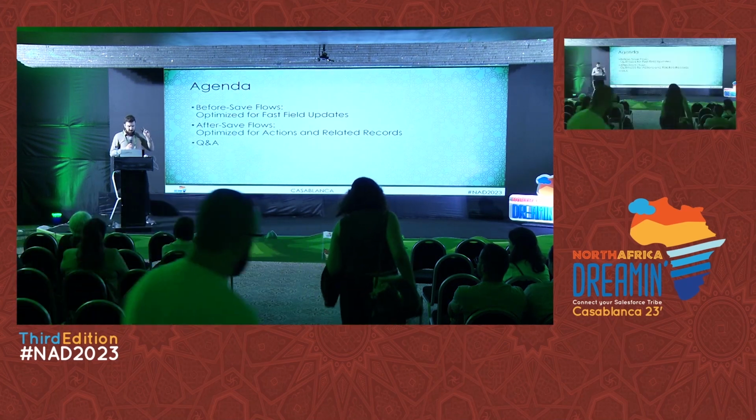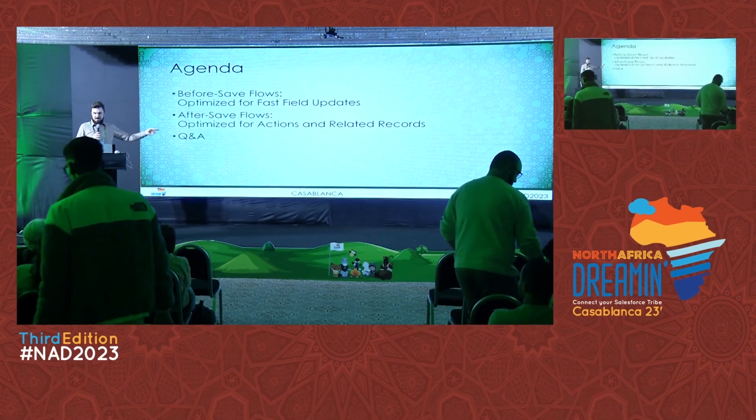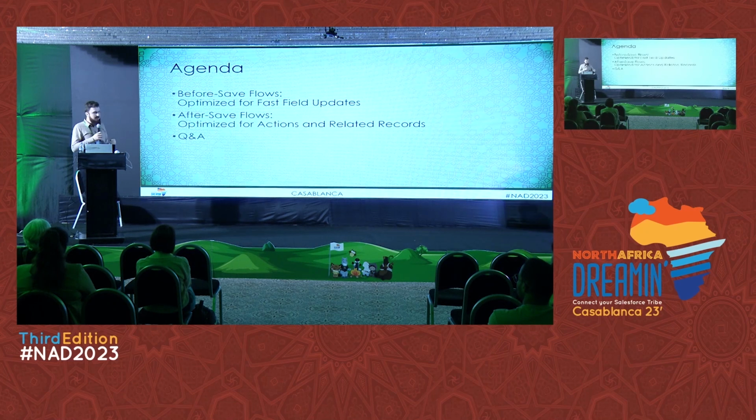Here's our quick agenda. There's two flavors of flows. We're going to talk about before save flows that are optimized for fast field updates. What does that mean? How do we use them? I have a whole section on after save flows for all those other wonderful actions we might want to run, and then we'll have time for a quick Q&A at the end.